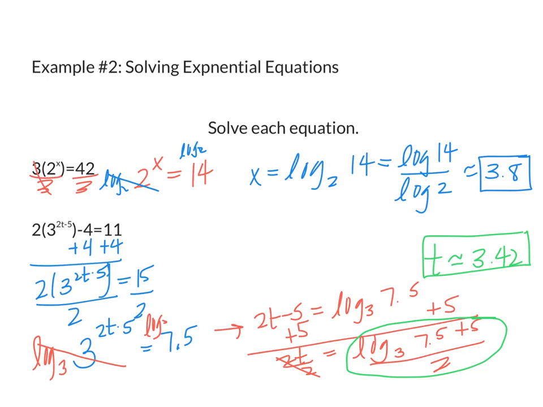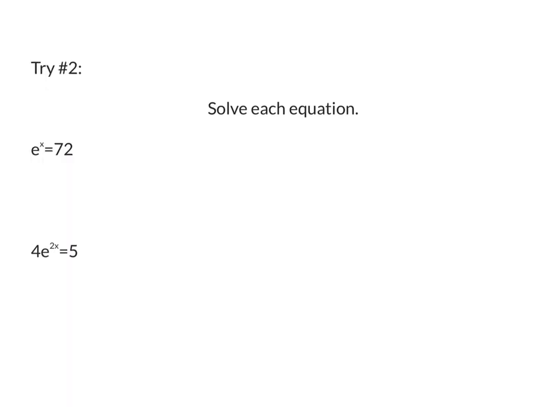Alrighty, let's take a look at our next problem. With our try, we have e to the x equals 72. Again, the whole point is that I don't want e as a base. The goal is to eliminate our bases, and we know the way to eliminate our bases is to multiply both sides of our equation by the inverse.